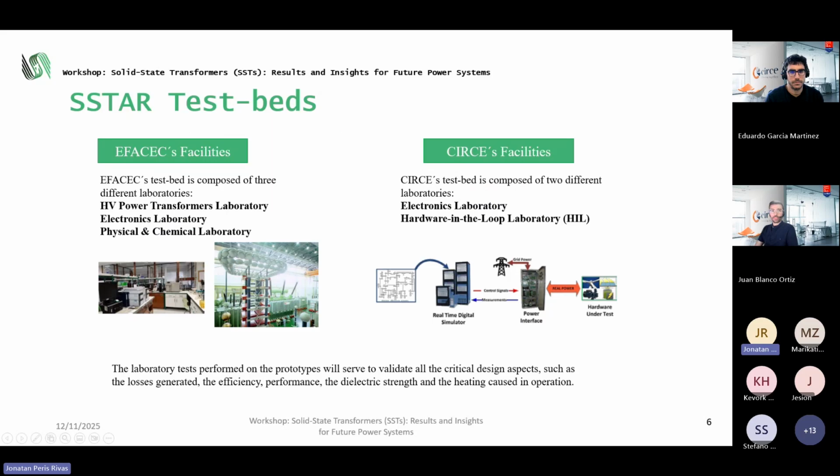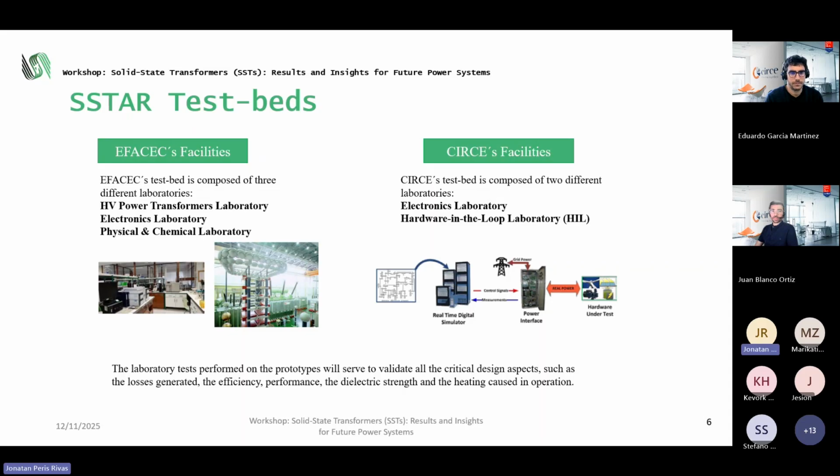The validation activities are currently being conducted in test beds in Portugal and in Spain, at the FATEC and CIRCE facilities, to reach TRL4 of this project. The FATEC laboratories in Portugal are testing efficiency, dielectric strength, and thermal performance.